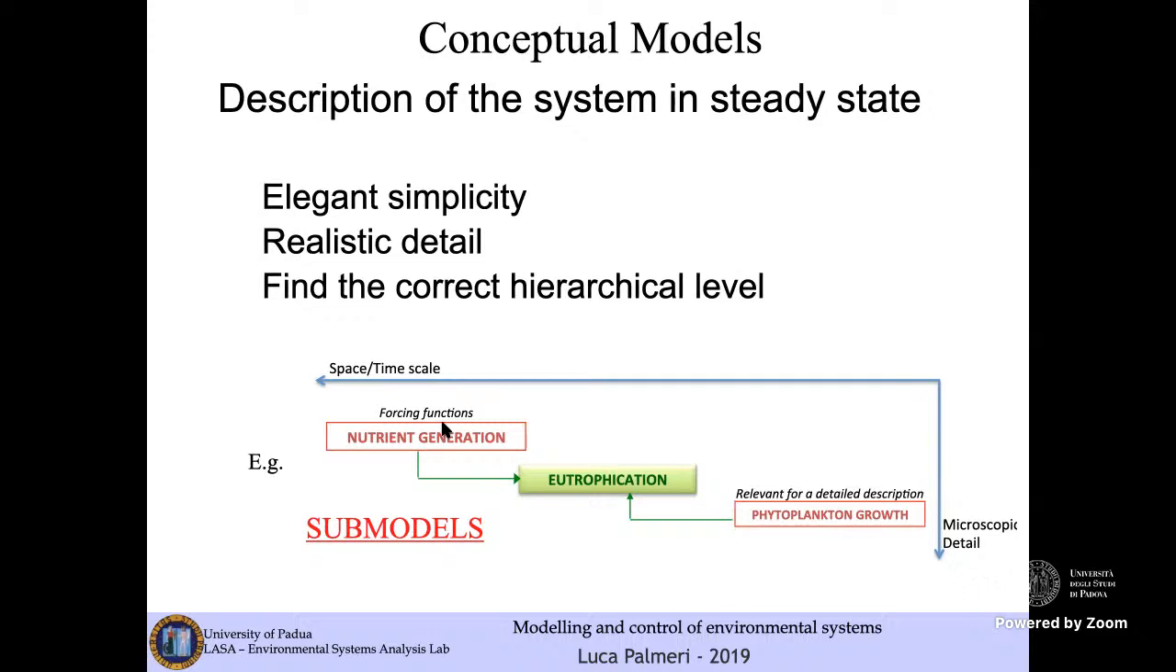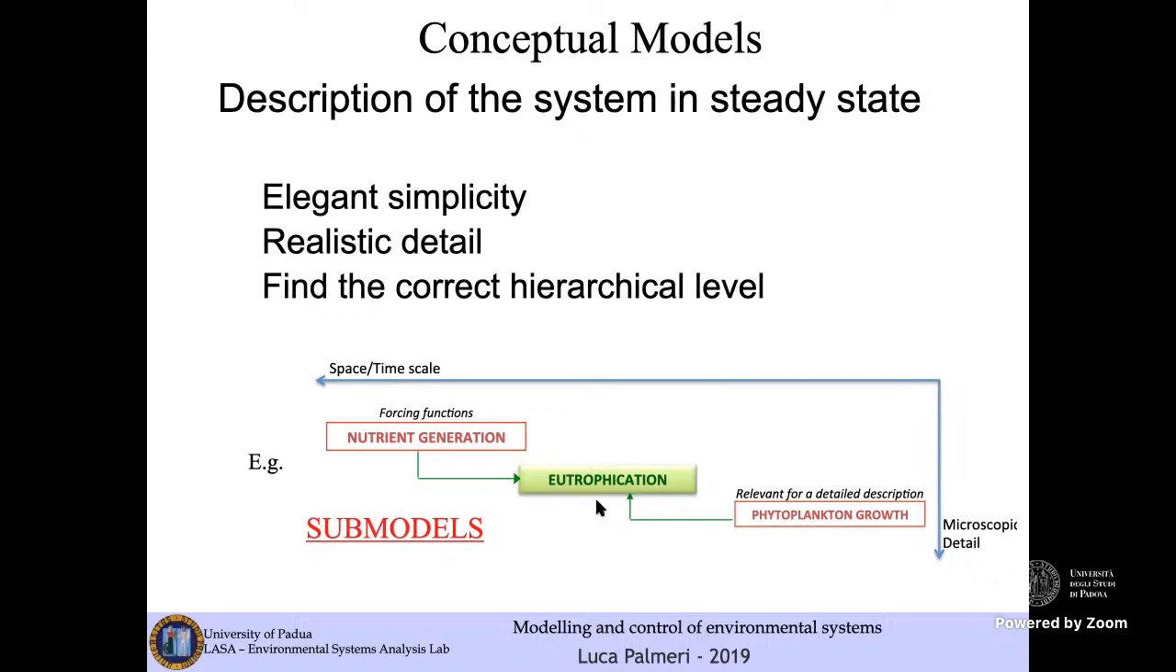We will see some examples of these. In particular, we will discuss nutrient generation models that are models that apply to larger spatial and timing scales. But we will also describe microscopically detailed models like those linked to algal growth or phytoplankton growth, that describe processes that happen or pertain to lower trophic level or to lower hierarchical level.